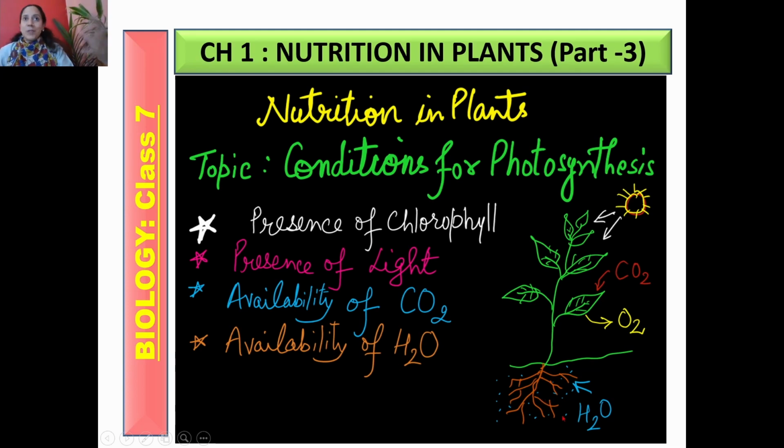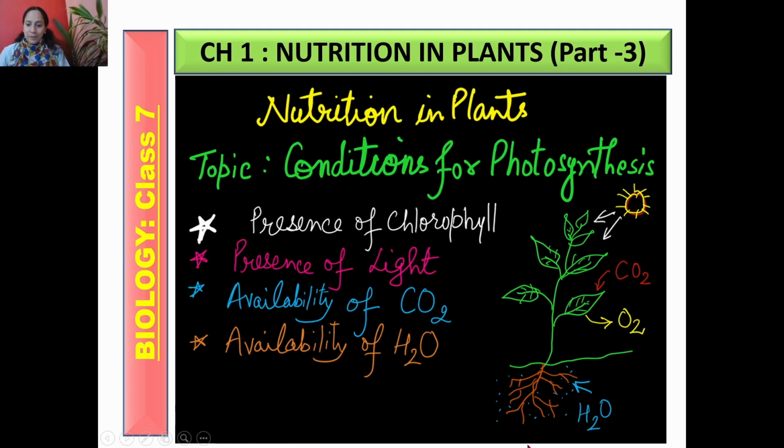Availability of water: whether we are watering the plant or it's raining, that water is absorbed by the soil, then taken up by the roots and transported upward through xylem vessels. So these are the four conditions.